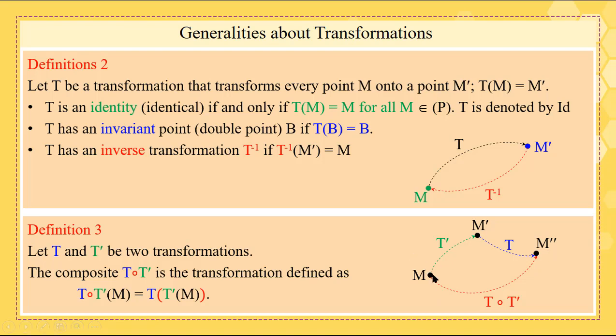In other words, we have to find the image of M by T prime, let's say M prime, and we have to find the image of M prime by T, let's say M double prime. Then T round T prime is the transformation that takes M onto M double prime directly.